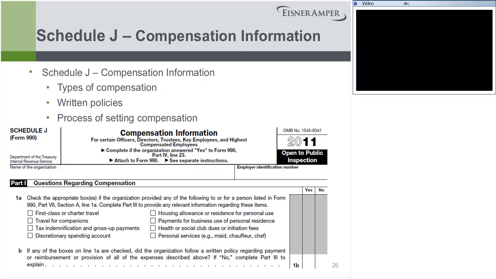So, okay, I've now done that. So now I've disclosed the compensation, base compensation, the taxable benefits, the non-taxable benefits, the deferred compensation for my officers, my key employees, my highest paid, right?